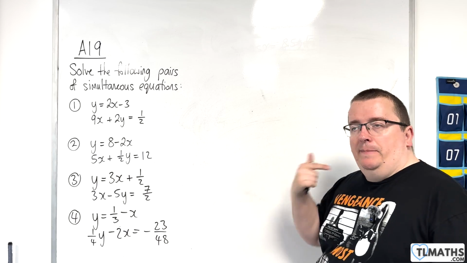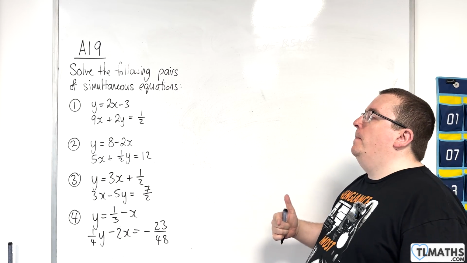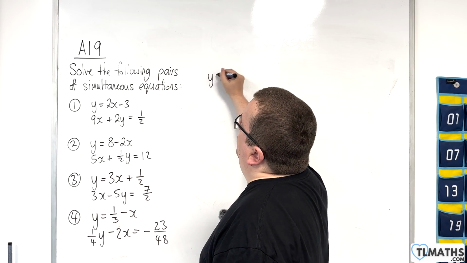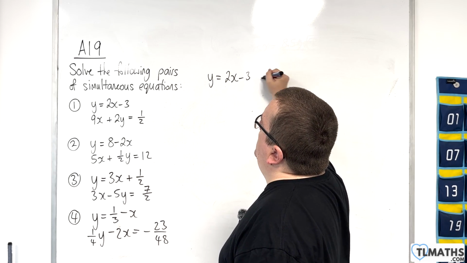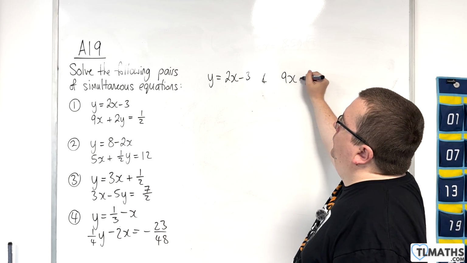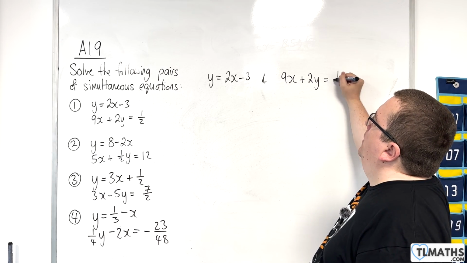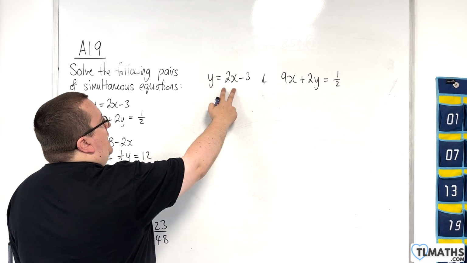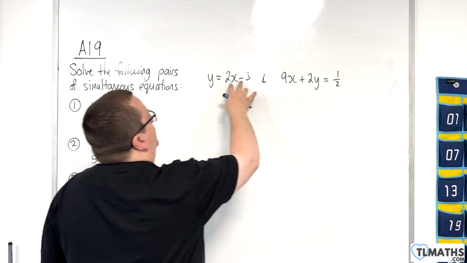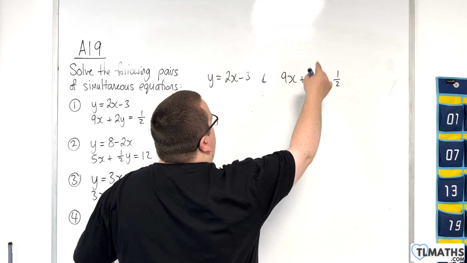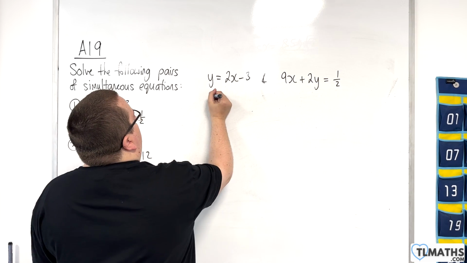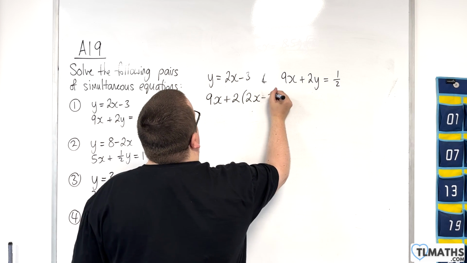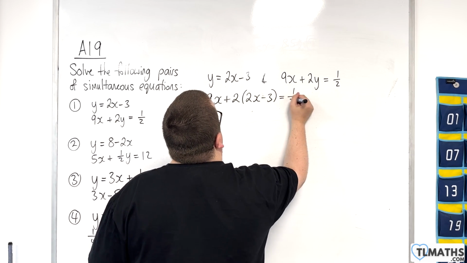So these ones will be a little bit harder because we've got fractions involved, and there'll be fractions in the answers as well. So the first one, we have y is equal to 2x take away 3, and 9x plus 2y is equal to 1/2. So because we've got y equals here, and we don't have y equals here, we're going to substitute this one into here, and it's going to replace out the y. So we're going to get 9x plus 2 lots, open bracket, 2x take away 3, close bracket, is equal to 1/2.